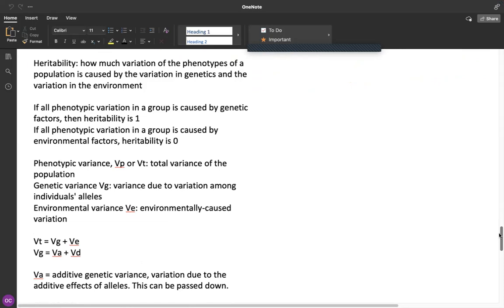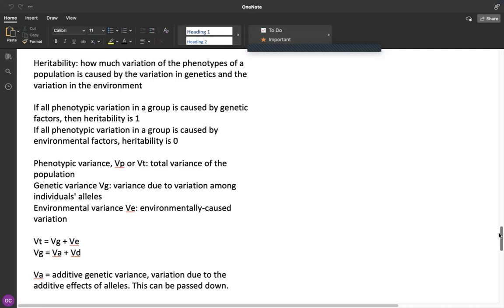Next is heritability, where you definitely need to know some equations to calculate heritability. But luckily, if you kind of go through each individual equation and try to reason through why it's set up the way it is, you might find that helpful to remember. So heritability is how much variation of the phenotypes of a population is caused by the variation in genetics and the variation in the environment, which is definitely a mouthful.